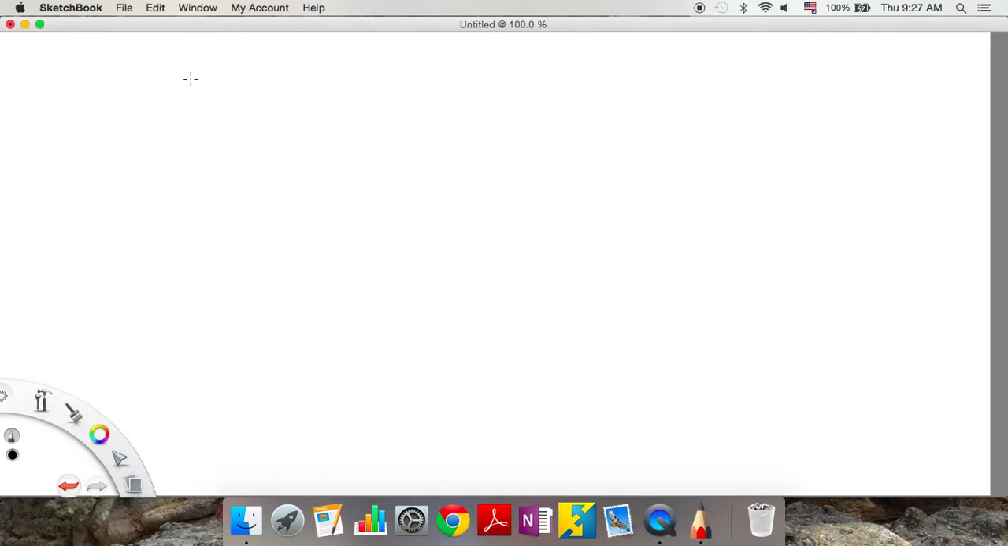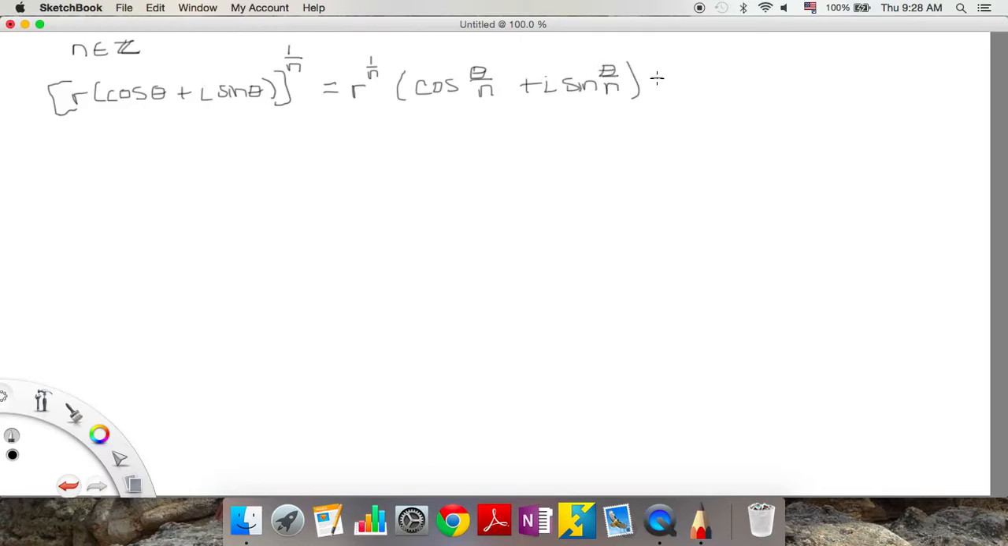Now, we can also use this theorem with roots. This is a corollary to the theorem. We have the polar form, and we are raising it to the 1 over n. Remember, a root, like a square root, is the same thing as to the 1/2 power. A cube root is to the 1/3 power. Again, our n has to be an integer. We have r to that power, 1 over n, and this time we divide instead of multiply. So again, we have to change it into polar form to be able to use the theorem.